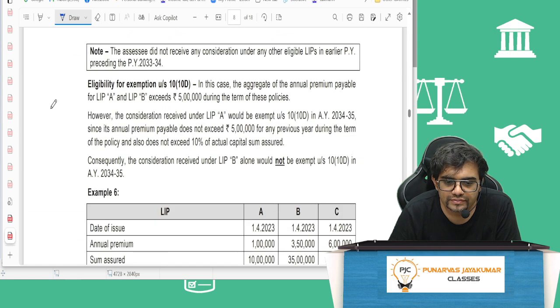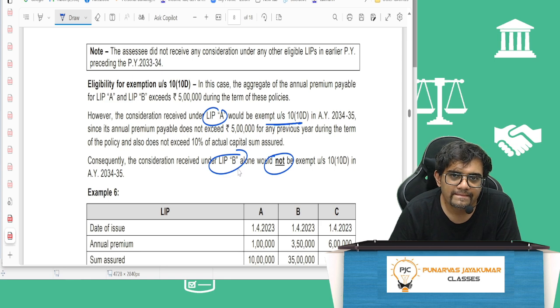Figure out. ULIP A would be exempt. ULIP B will not be exempt. Simple. Very easy, guys.